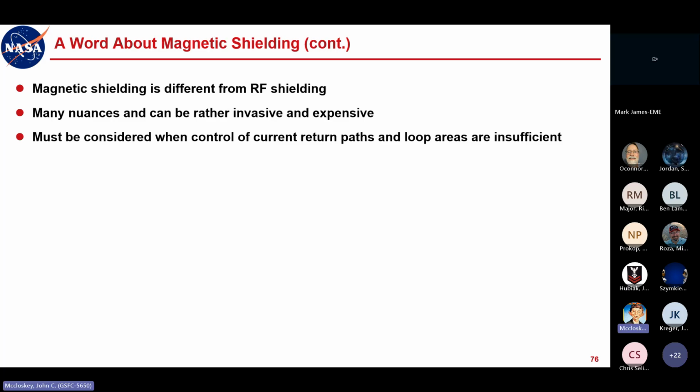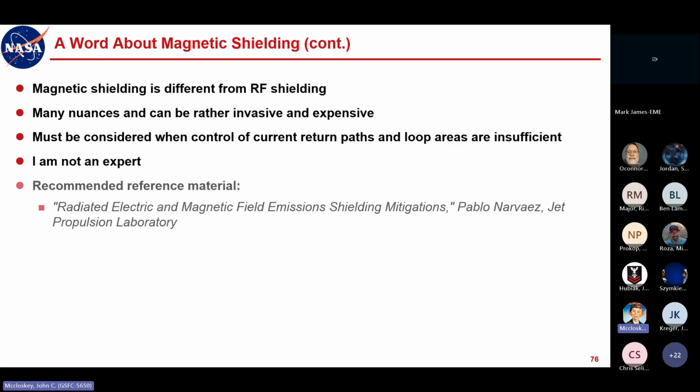But it must be considered when control of the current return paths and loop areas is insufficient, right? My general experience is that you're best off for magnetic shielding to not be needed. If you control your current return paths and loop areas to the point where you don't need magnetic shielding, I think things are much simpler, and you're better off. But there come situations where it's not enough, and you do need to consider this. So I am not an expert, and that's as much as I'm going to say about this.